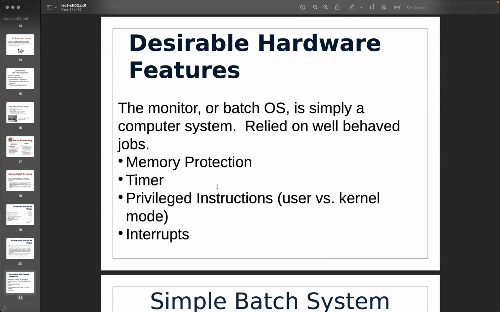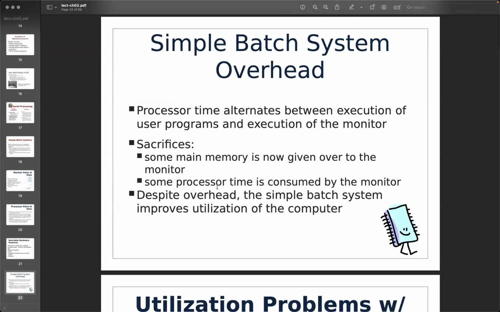So no matter whether it's the monitor or the batch OS, or just a really simple computer system, so far we are doing memory protection, timer, and privileged instructions. So it's like user mode or the kernel. The kernel is more like the system itself. And how do we handle the interrupt? So we need to fix it.